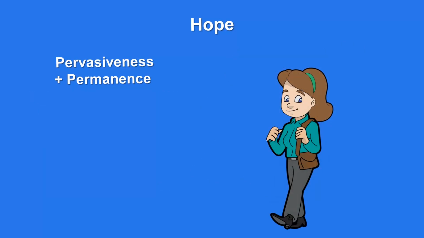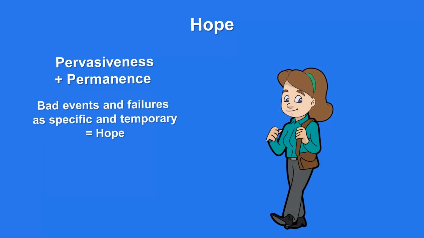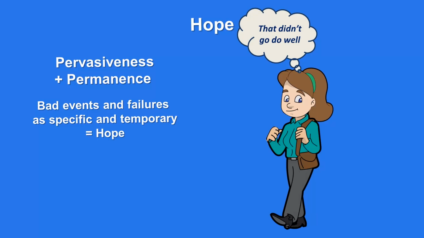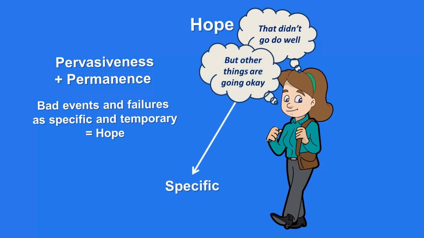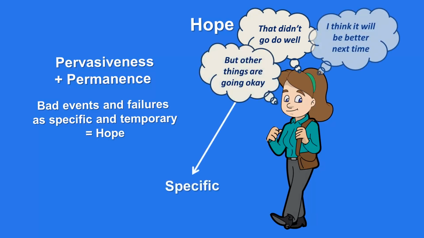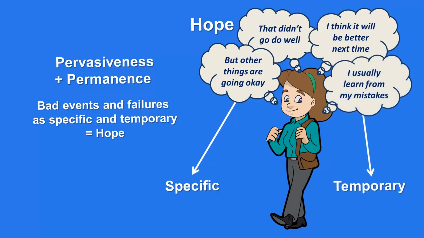But if we can see bad events or failures as specific and temporary, then we have hope for the future. That didn't go so well, but other things are going okay, and I think it'll be better next time. And I usually learn from my mistakes.